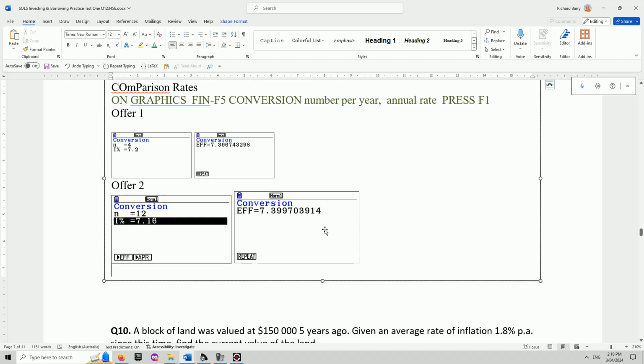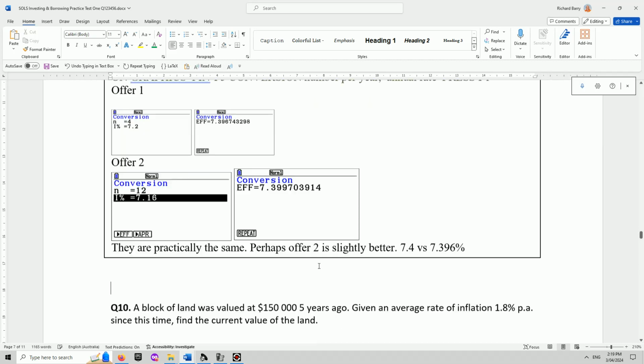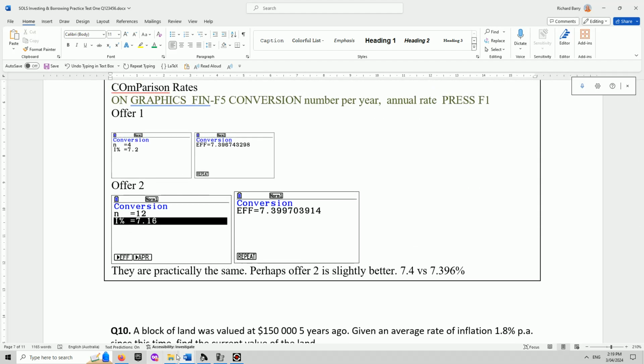Which paid the higher rate over the year? They are practically the same. 7.396%, 7.399%. Perhaps offer two is better, at 7.4 versus 7.396, which is about 7.4 anyway. Okay, someone's worked pretty hard to get that to happen.